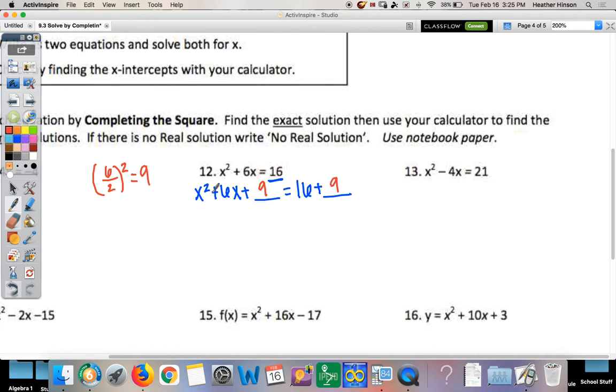Okay, then we factor it. So you're going to do x plus 6 divided by 2, which is 3. And then add this side, so 16 plus 9 is 25. Remember, we're not foiling this. How do we solve it? We take the square root, so that your square root and square will cancel. That'll leave you with x plus 3. And then the square root of 25, that's not just 5. That's plus and minus 5.